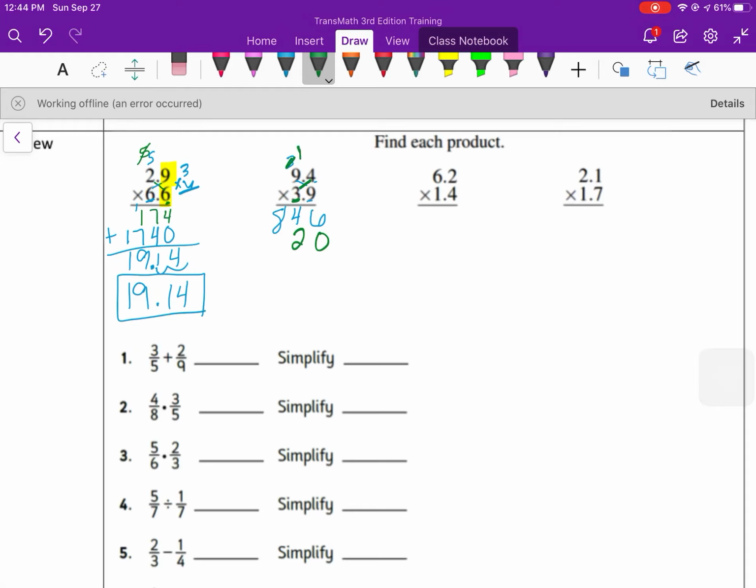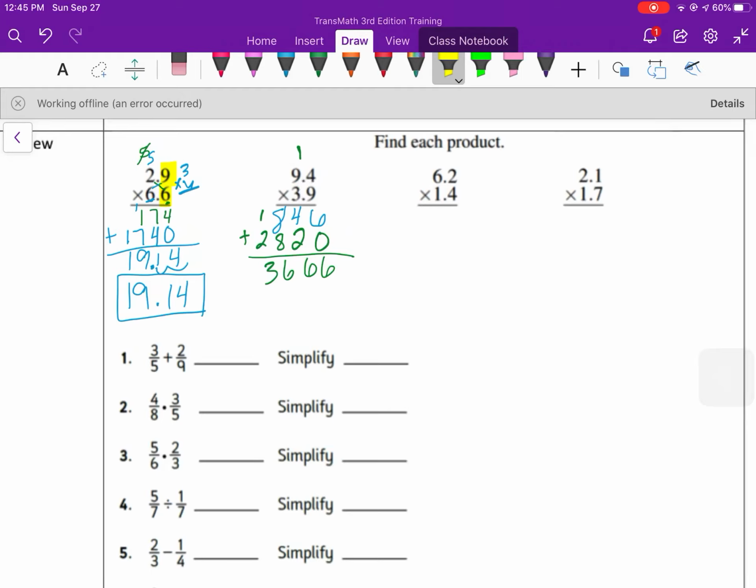Then you do 3 times 4 is 12. Keep the 2, carry the 1. Then 3 times 9 is 27, plus 1 is 28. So then you keep the 8. You could carry the 2, but there's nowhere to put it, so you put it down here. You just write 28 down here. Then you add. 6 plus 0 is 6. 4 plus 2 is 6. 8 plus 8 is 16. Carry the 1. 2 plus 1 is 3.